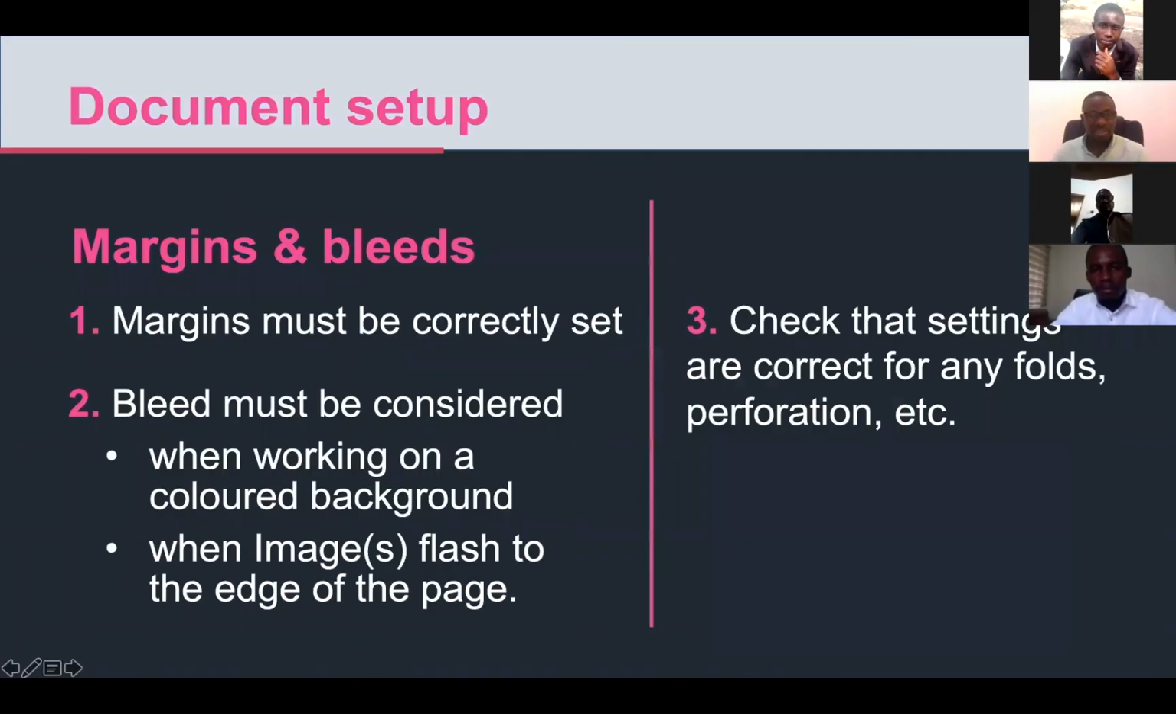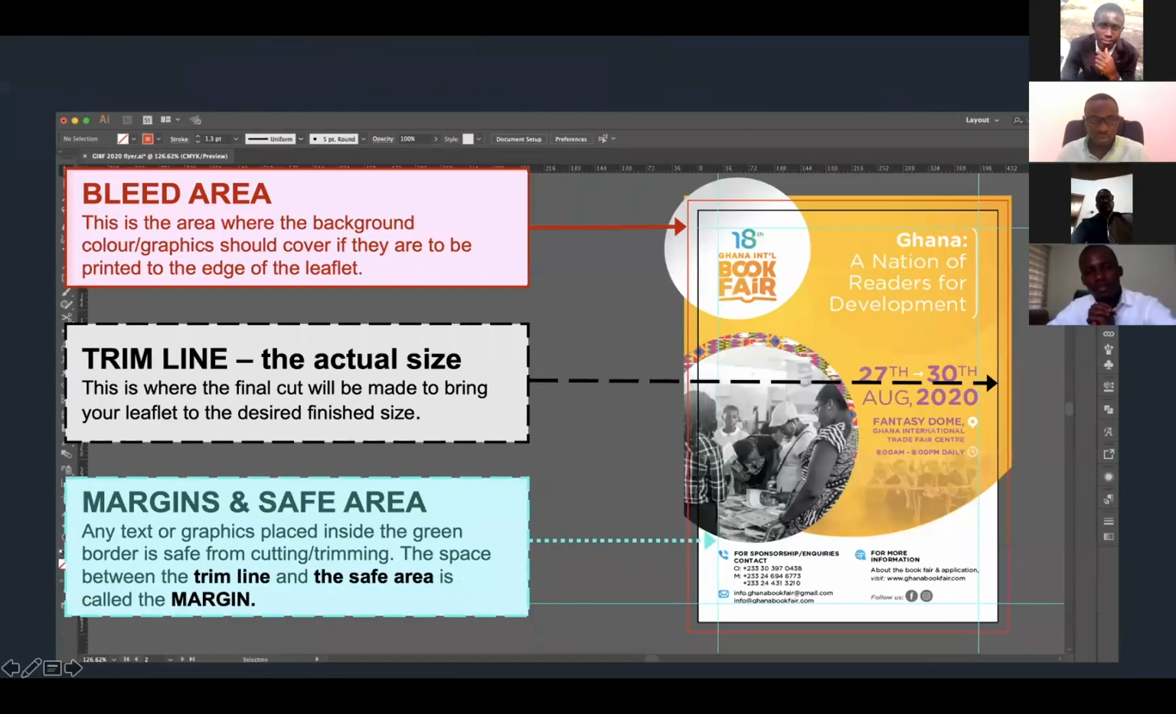So the second thing under the document setup you have to pay attention to is your margins and your bleeds. What are the margins? Let me skip to the next slide and then I'll come back here because there's a pictorial view. From what you are seeing on your screen, there is an artwork with a red outline around it, a black outline, and some green rulers on it. I'm going to explain them quickly.